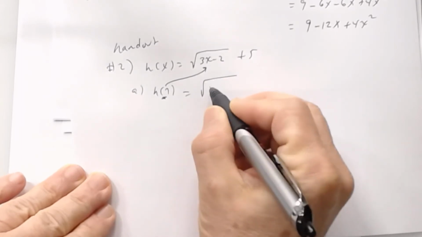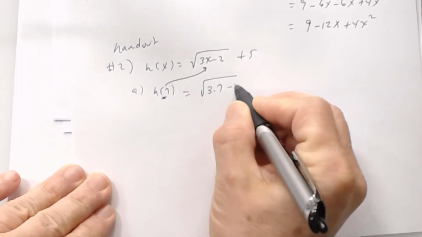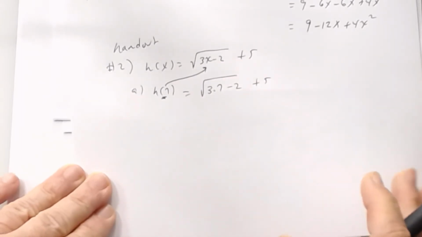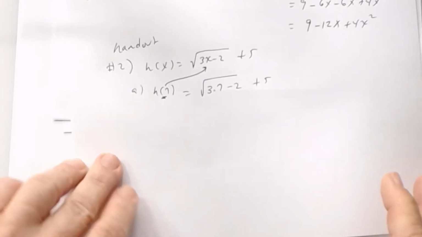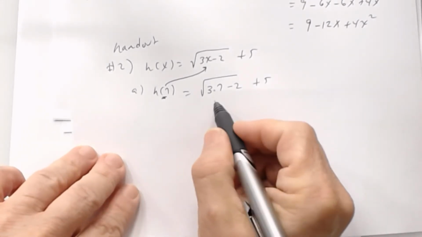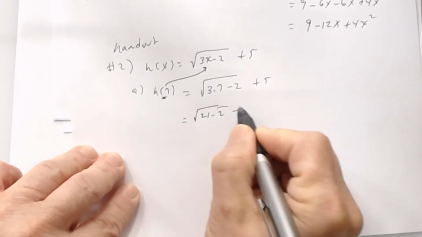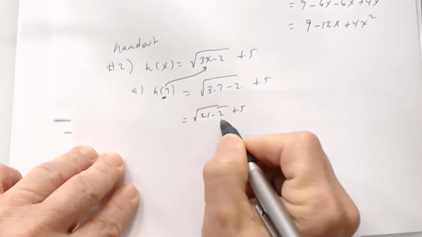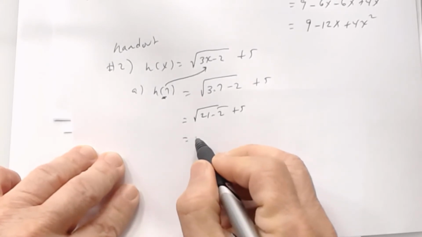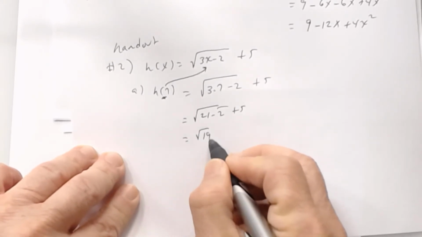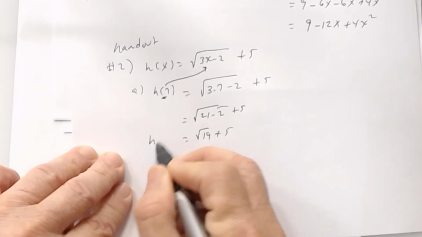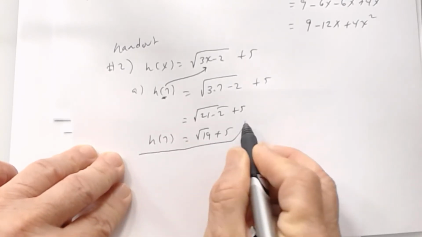So I get the square root of 3 times 7 minus 2, plus 5, right? Okay, what's 3 times 7? 21. So I get the square root of 21 minus 2, plus 5. What's 21 minus 2? 19. So I get the square root of 19 plus 5. That is h of 7. There's nothing else you can do.